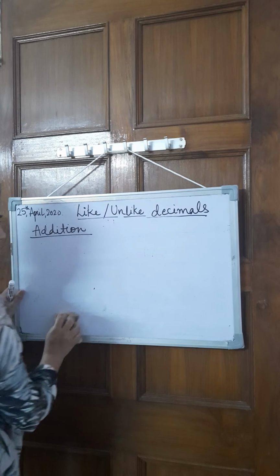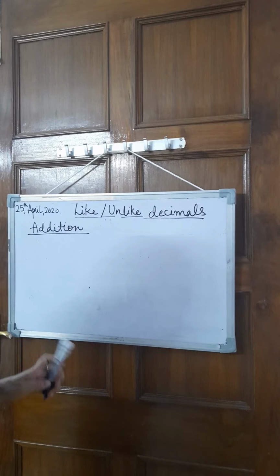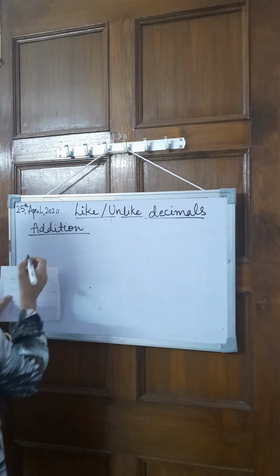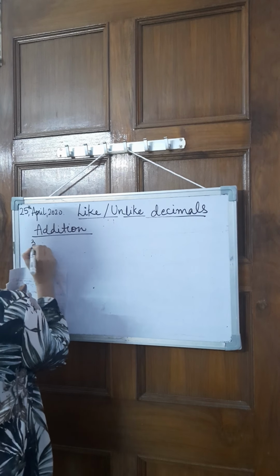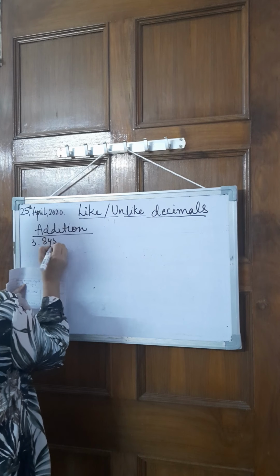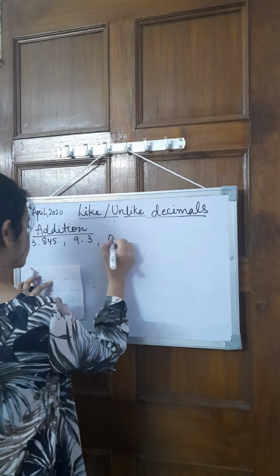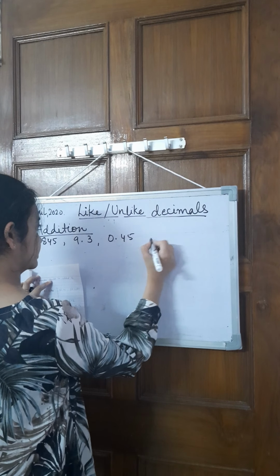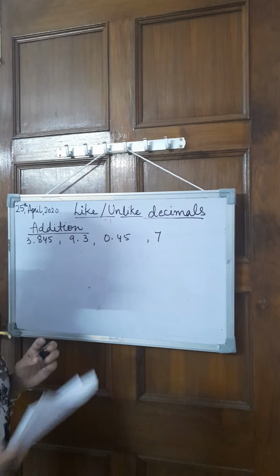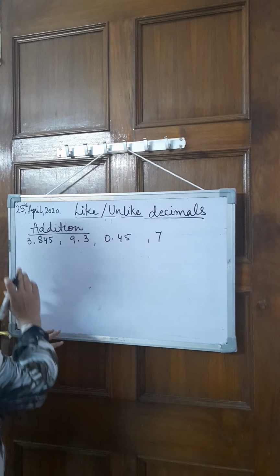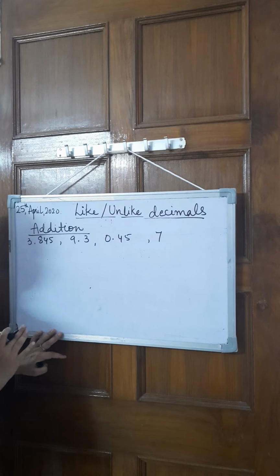Okay. Now let's quickly take one more example where I am going to add more than two numbers: 3.845, 9.3, 0.45 and 7. Now I have these numbers that I am going to add.